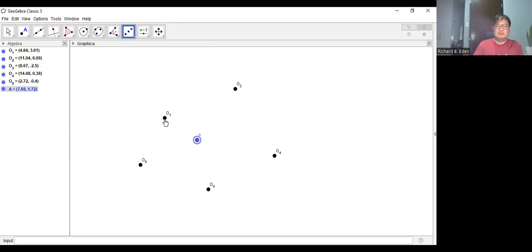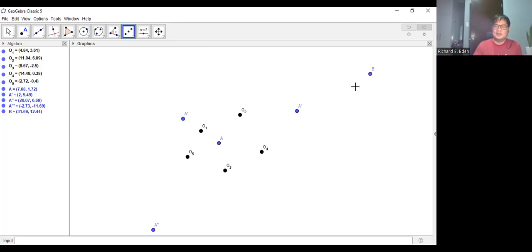So A with respect to O1. Then with respect to O2. Then with respect to O3. Oh no, ang layo. Okay. I'm gonna zoom out. Okay. And then with respect to O4. The star theorem. And then with respect to O5.